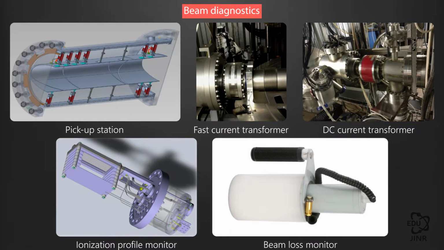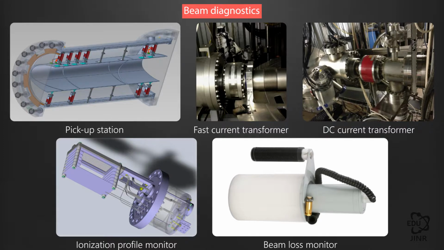There are more complex systems consisting of several separate elements. For instance, a system for measuring the frequency of transverse oscillations, or the so-called Q meter. An element of stochastic cooling is also applied in the diagnostics of the momentum spread of particles.